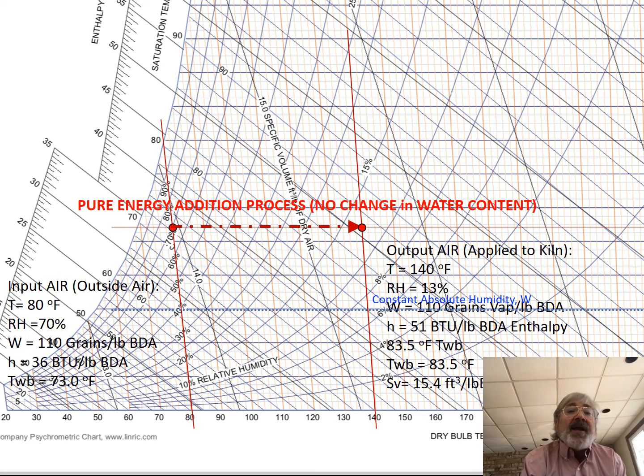I am not adding any moisture, so my absolute humidity does not change. These horizontal lines are the constant absolute humidity line. So I already know that I'm going to go from here somewhere over here on that line when I'm heating air. Okay? Well, I've got a set point of 140 degrees, so I got to stop there. That's my point, 140 degrees. And now I've got new output air. My output air is at 140 degrees, but now relative humidity has dropped down to 13%.